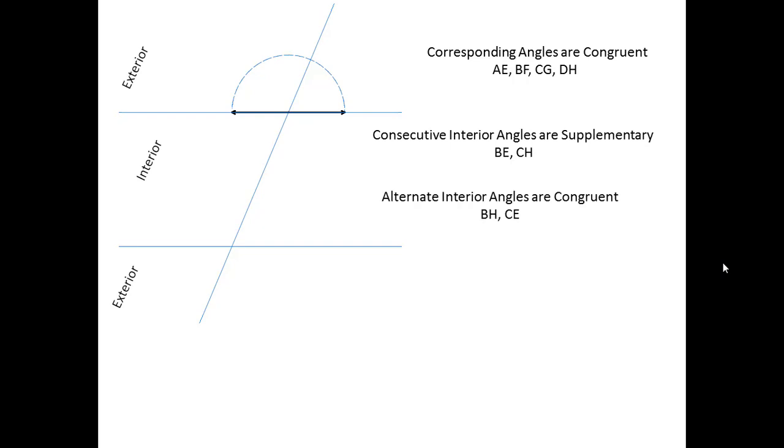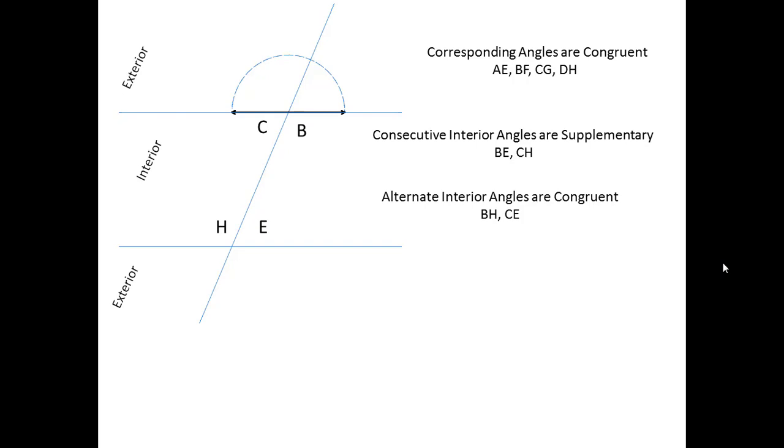We also define angular relationships between the angles that are on opposite sides of the transect in the interior region, and we call those alternate interior angles, and they're congruent. The first example is B and H. Those angles are congruent. In fact, B and H are the obtuse angles. You can see that they're congruent. And the other alternate interior angles are C and E.